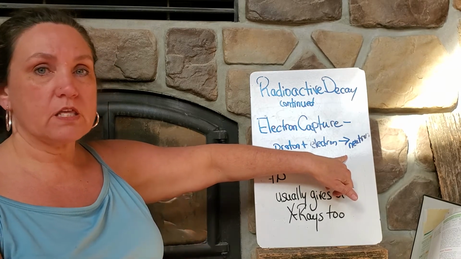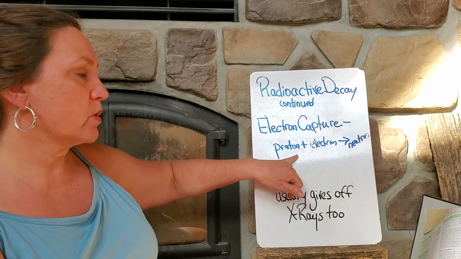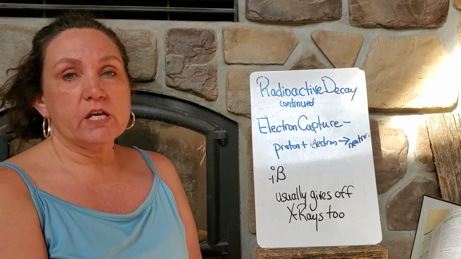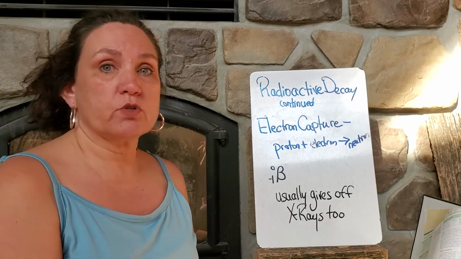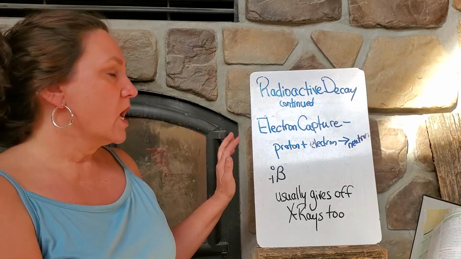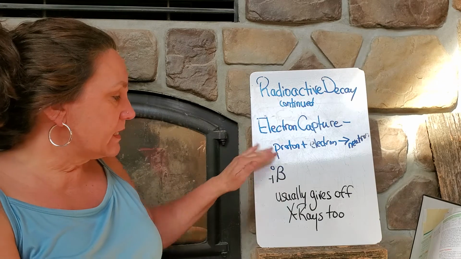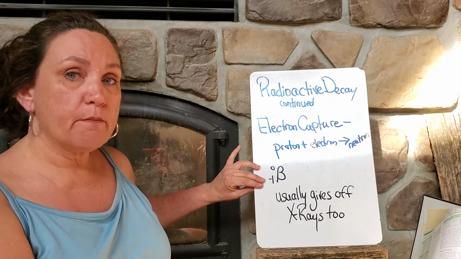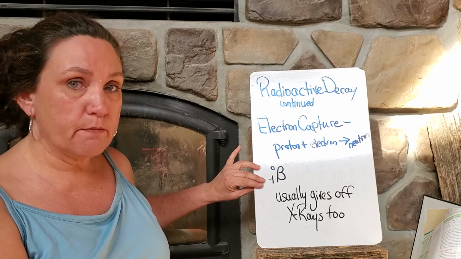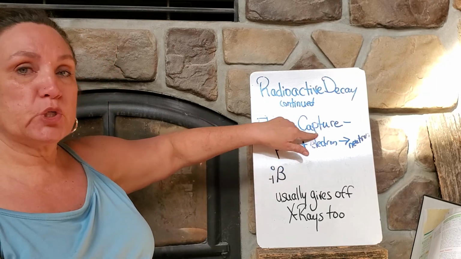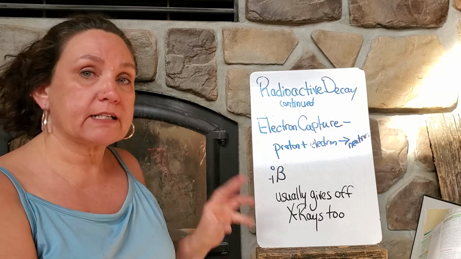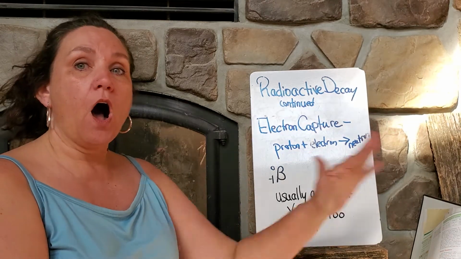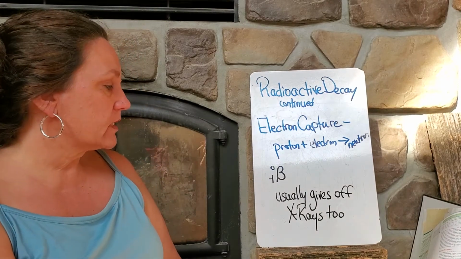So kind of a weird thing there. We're taking an electron and a proton, putting them together, and we're creating a neutron. So if something needed extra neutrons, maybe it would do this. The symbol for it looks just exactly like our beta particle symbol, but again, it's capturing it, so it's going to be on the reactant side instead of giving it off and being on the product side.